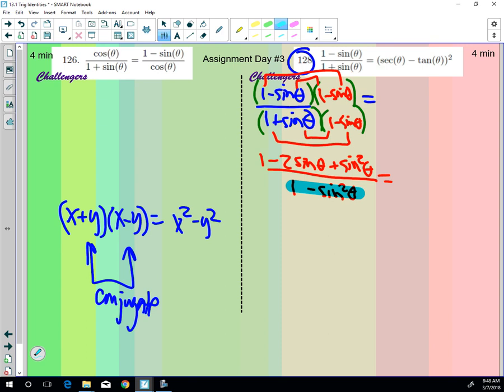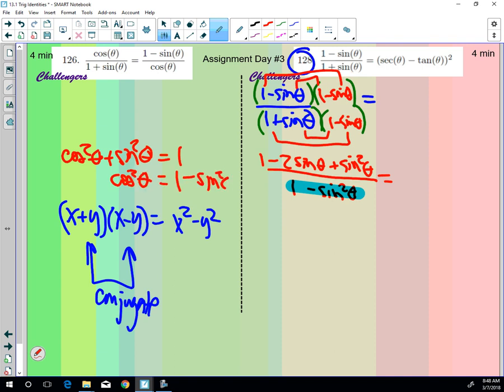1 minus sine squared. But remember that cosine squared plus sine squared equals what? 1. So let's move this to the other side. So I have cosine squared equals 1 minus sine squared. So I can replace the blue with what? Now you're thinking, yeah, that helped. Thanks a lot, Dr. Sauer. That did nothing, right?